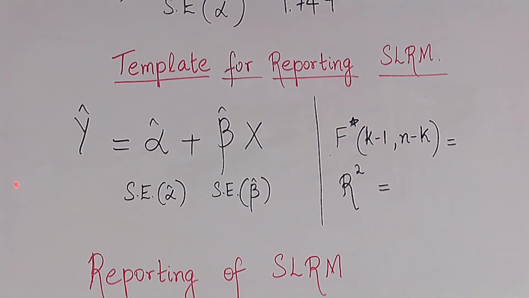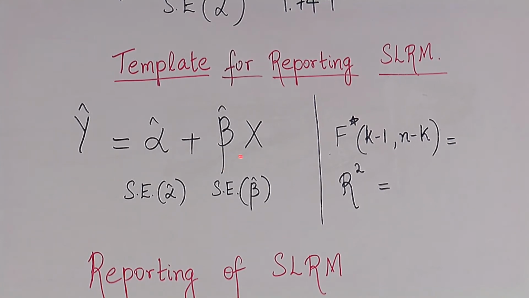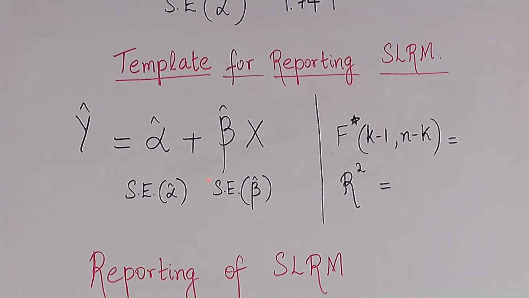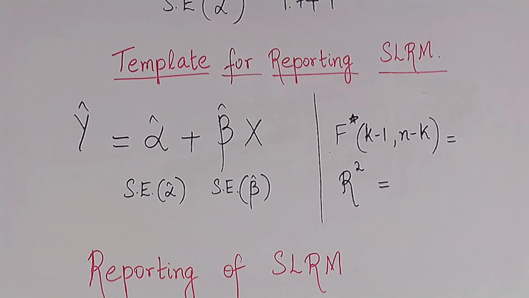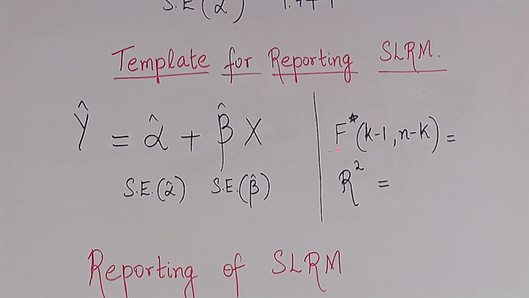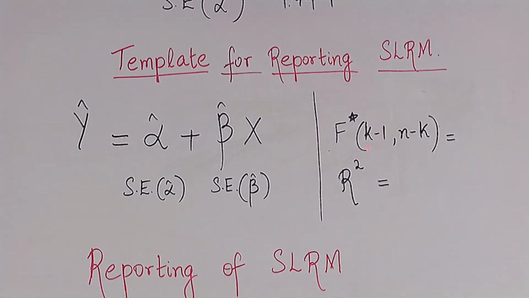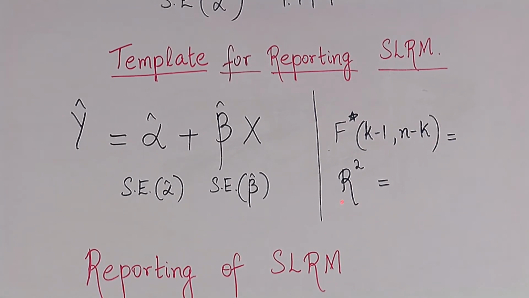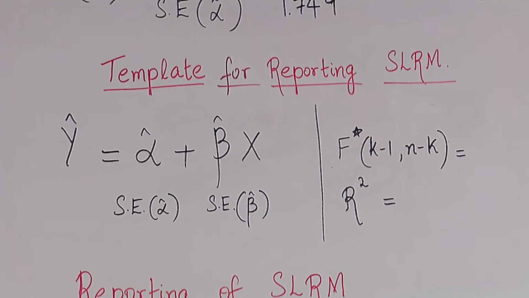Now, let us present the results in the following template. Y hat is equal to alpha hat plus beta hat x. Below alpha hat, we are supposed to enter the standard error of alpha hat, and similarly below beta hat we have to show the standard error estimated for beta hat. On the right side, we have to denote the F statistics value which has been computed, with k minus 1 degrees of freedom and n minus k degrees of freedom, and below that again we have to state the value of r square that has been calculated.